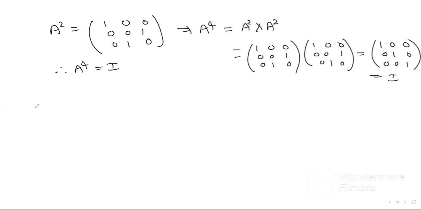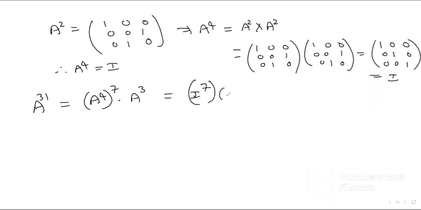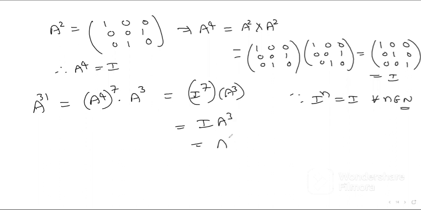But what is required? A to the power 31 is required. A to the power 31 can be written as A to the power 4 whole to the power 7, since 7 times 4 is 28, into A cube. So replacing A to the power 4, we write I to the power 7 into A cube. I to the power 7 is I, since I to the power n is equal to I, where n is any natural number. So I into A cube is equal to A cube. So what is the answer here? A cube is the answer.